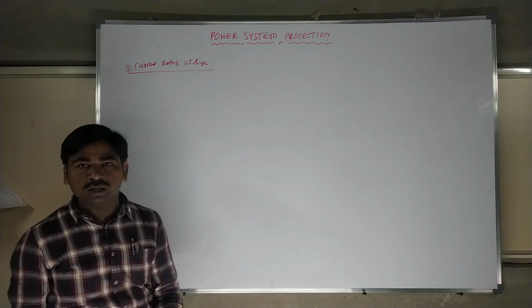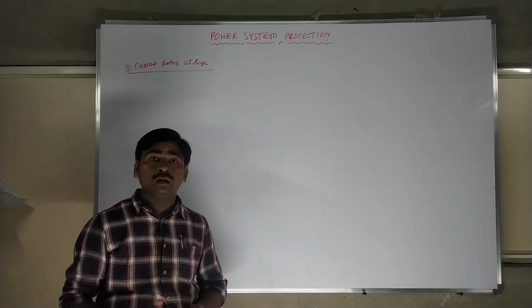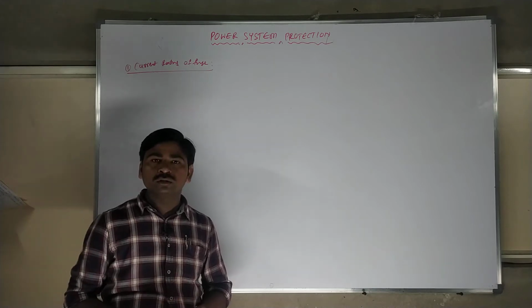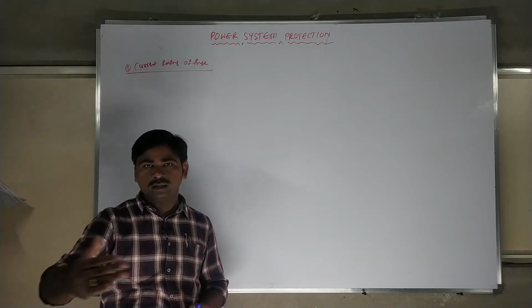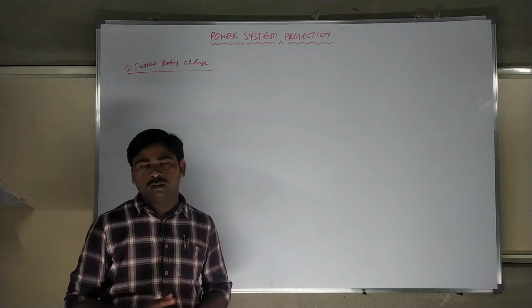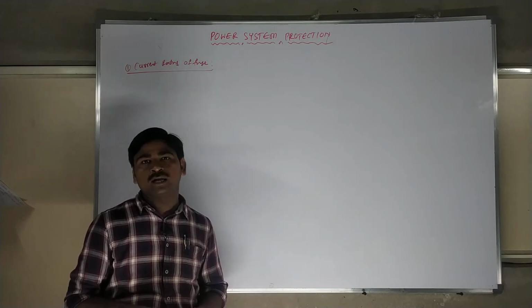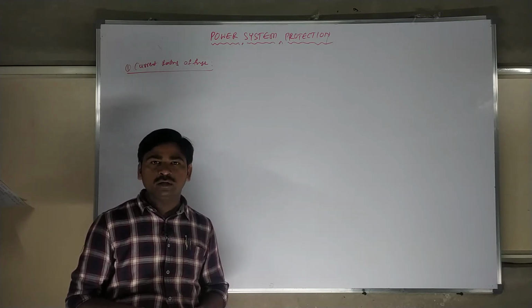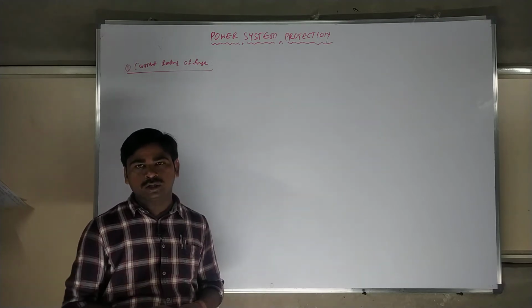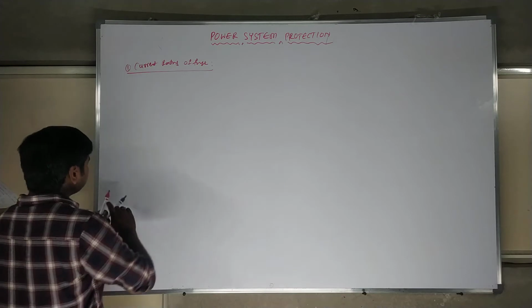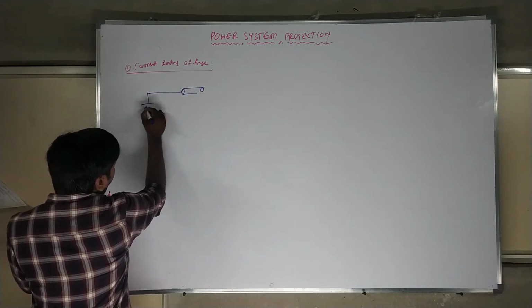So what is the current rating of fuse? The current rating of fuse is nothing but the current which the fuse can carry generally or normally, or else you can say the fuse element which can carry the current normally without disturbing the circuit. Let us take a metal piece of fuse, and the current will be flowing through this.